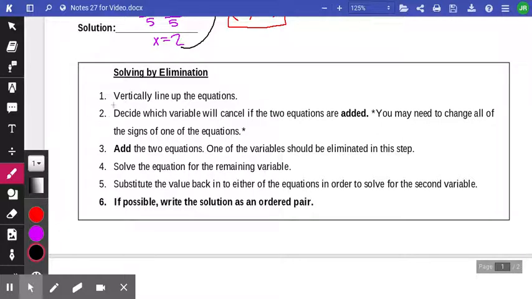How you will do that is by these steps. Line up your equations, and then you're going to add your equations together. So that means that you may need to change all of the signs of one of the equations to make them cancel. Add the two equations together, one of the variables cancels, see what you're left with, and then solve the remaining equation for that variable. Plug it back into either of the original equations, and then, if it's possible, write your answer as an ordered pair.